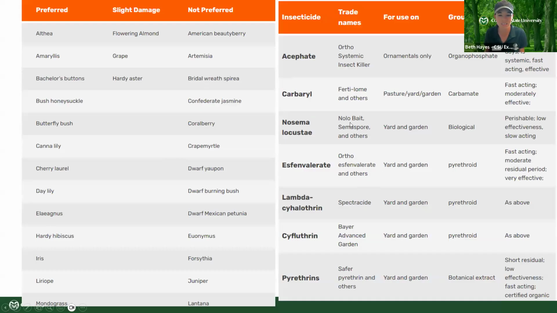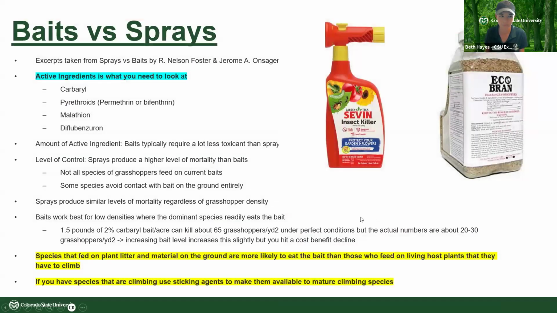But Semaspore still exists. So if you find items that say Semaspore, it works a lot like NOLA Bait. It just has some different applications. It's also a biological. So just know Semaspore is what you can still look for. You just won't be able to find NOLA Bait.